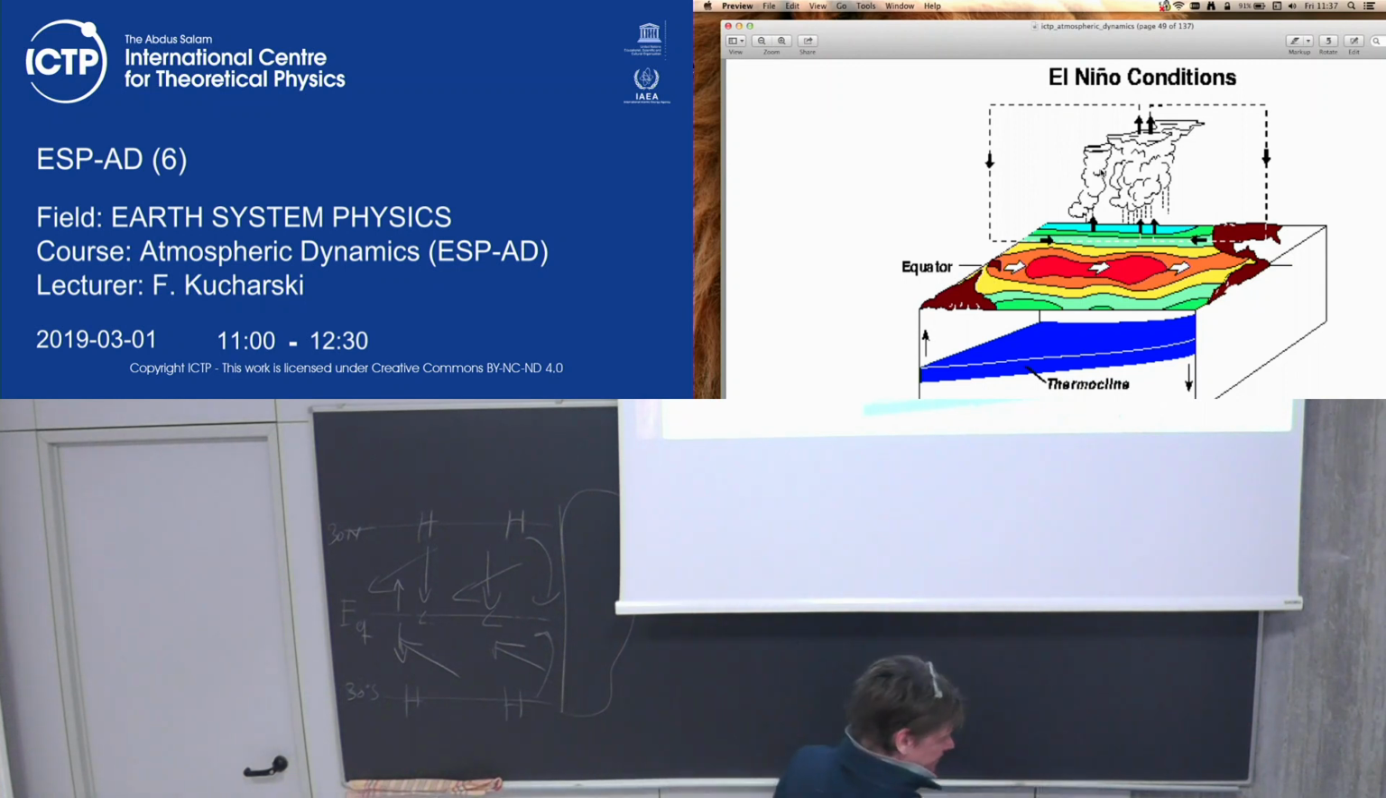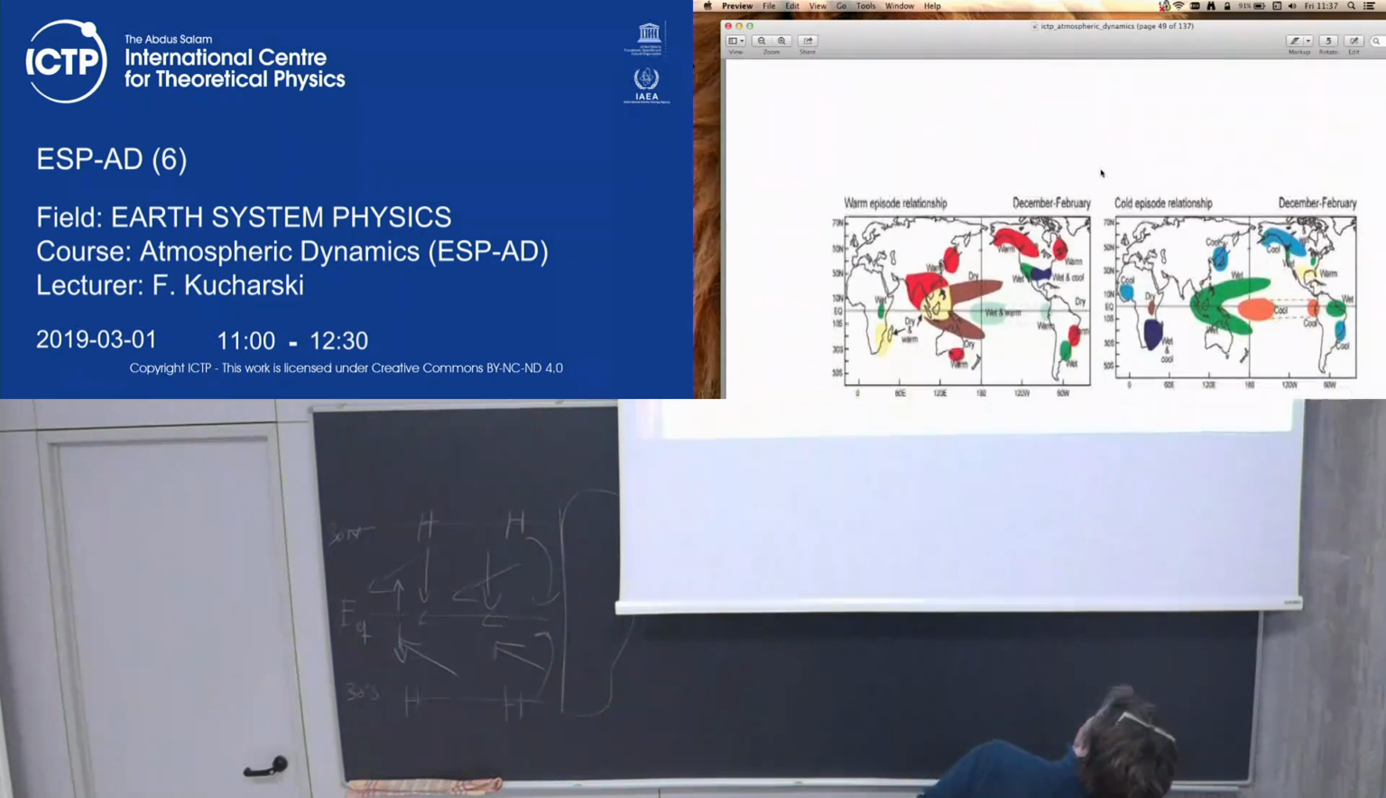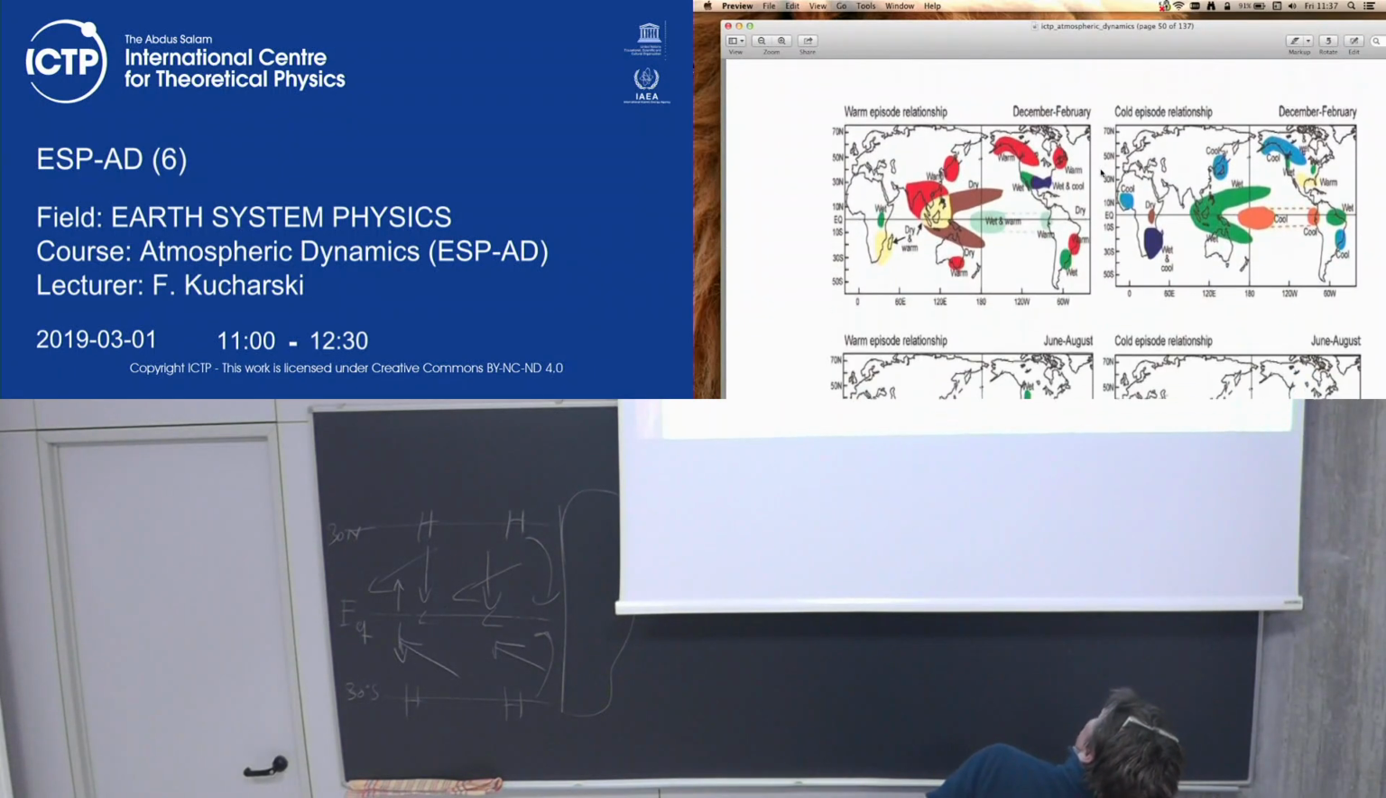And the thermocline is much shallower. So why are we so concerned about this? Because of what we call teleconnections. So actually, some of my personal main research area is to understand and to describe and to make use of teleconnection mechanism.